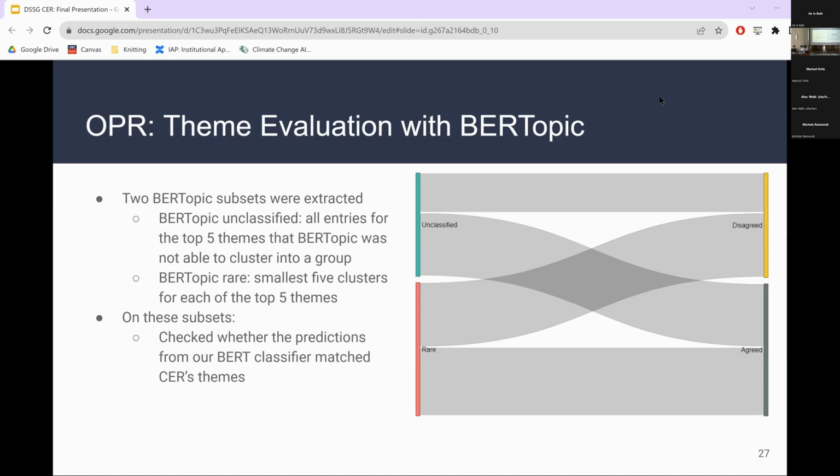So what you're seeing on the far left there with disagreed and agreed is how often our BERT model agreed or disagreed with the CER labeled theme. And then on the left, what you're seeing with unclassified or rare are the sources for that specific entry. So was it from BERTopic rare within the top 5, or was it from BERTopic unclassified for the top 5? It's worth noting that the accuracy, the percent that agreed between BERT and the CER, was a little bit higher for the unclassified group specifically, so about 62%. And for the rare clusters, it was about 51%.